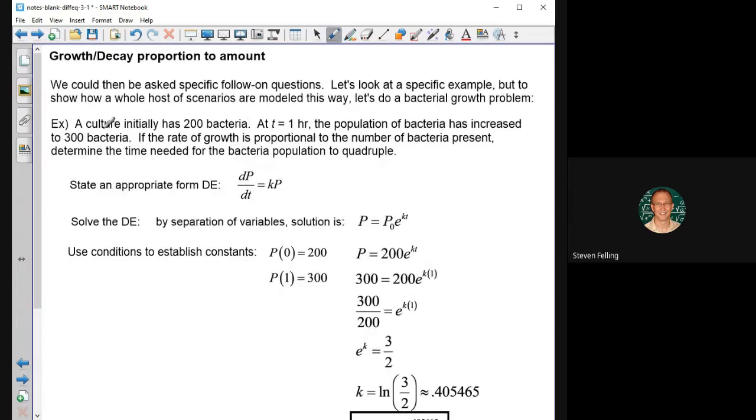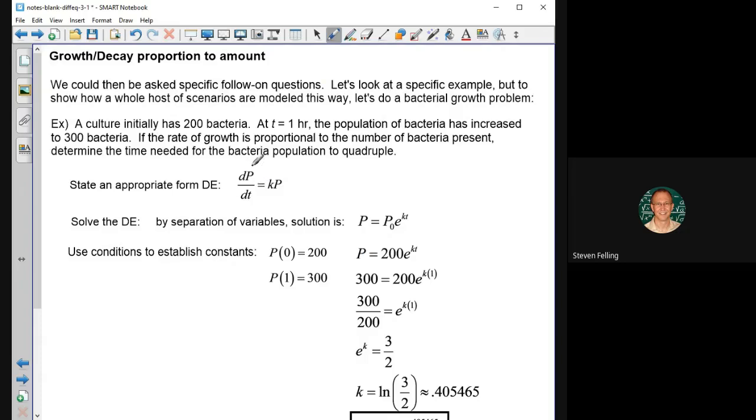Let's say we have a culture that initially contains 200 bacteria. At 1 hour, the population of bacteria has increased to 300 bacteria. If the rate of growth is proportional to the number of bacteria present, which makes sense because each bacteria divides, right? So the more bacteria you have, the faster the population is going to grow. Determine the time needed for the bacteria population to quadruple specifically.